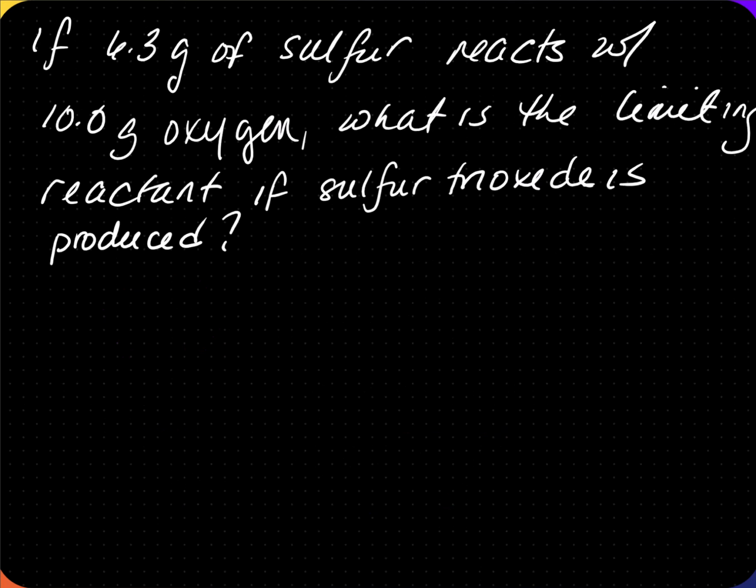So let's look at this first problem. If 6.3 grams of sulfur reacts with 10 grams of oxygen, what is the limiting reactant if sulfur trioxide is produced? Step 1, you want to write a correct balanced equation. So sulfur reacts with oxygen. Oxygen is a diatomic, so you write O2. Produces sulfur trioxide. Sulfur is a nonmetal. This is a covalent bond. Prefixes become subscripts. So this becomes S, O. Tri is 3. So SO3.